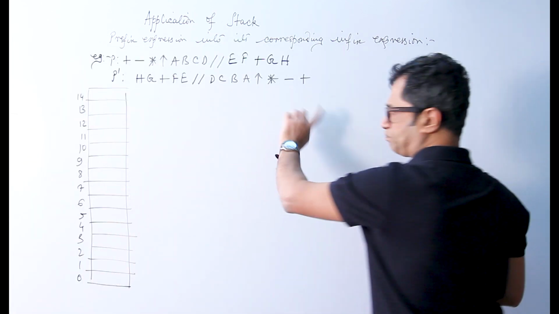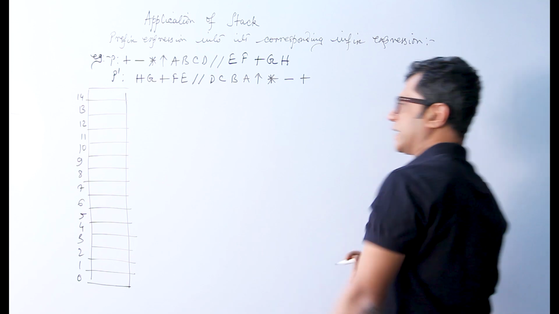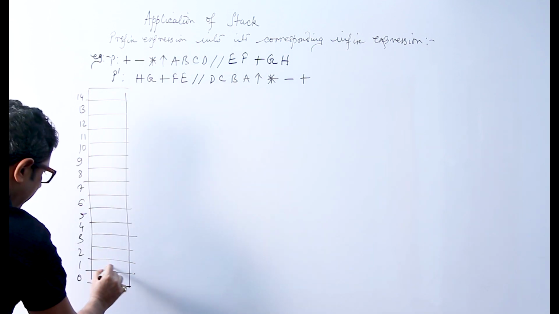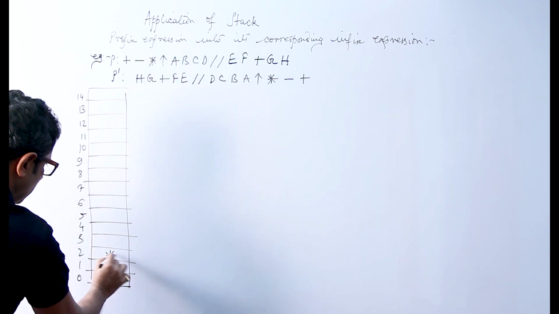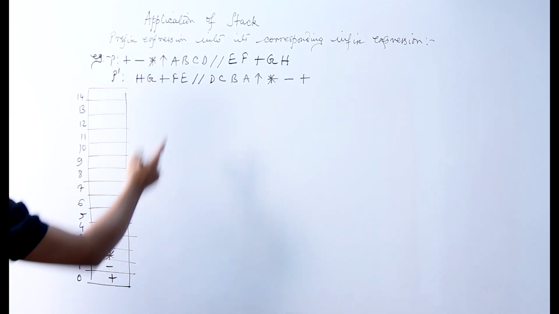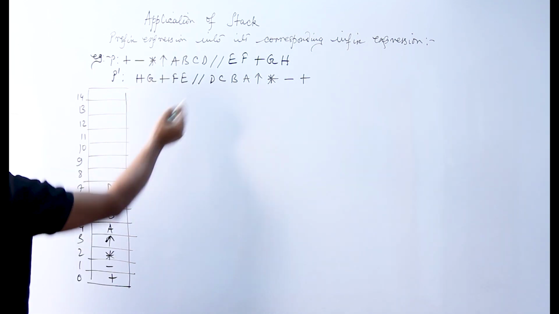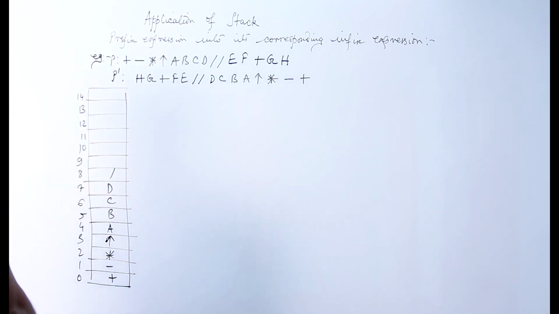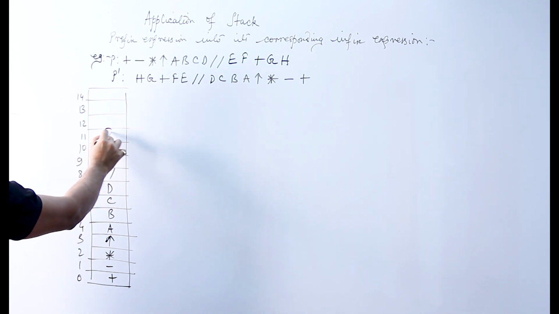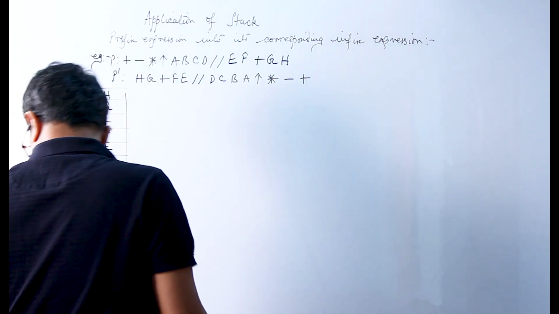And now we will push the elements from right to left one by one onto this stack. Let us do that. We will now take this plus, then comes the minus, then the star, then the exponentiation, then A, B, C, D, then one forward slash, and then comes E, then F, then plus, then G, and above all is H.